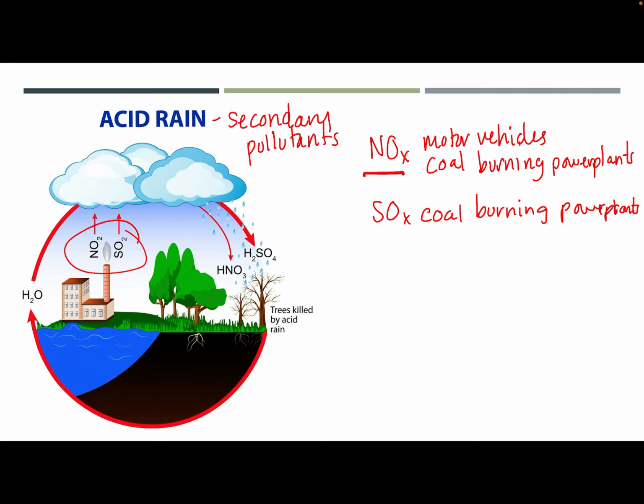Okay, so we've got NOx and SOx. So we see that the NOx and the SOx, which are emitted from the motor vehicles and the coal-burning power plants, enter into the atmosphere. They mix with water, and those things react together to create the acid rain. And we have two types of acid rain. We've got nitric acid and the sulfuric acid.